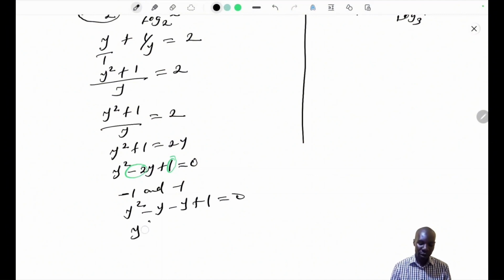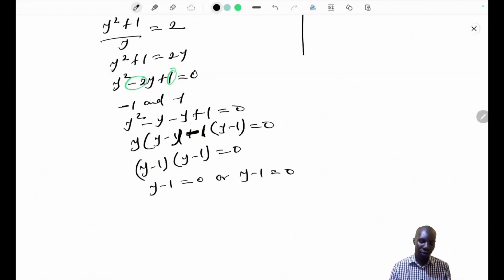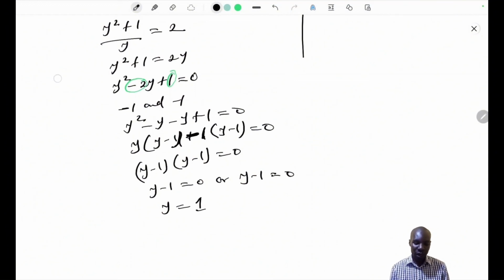So y is common in the bracket: y minus 1, plus minus 1 in bracket y minus 1, equal to 0. So that will give us y minus 1 in bracket y minus 1 is equal to 0. So y minus 1 is equal to 0, or y minus 1 is equal to 0. So y is equal to 1. So the value of y is 1.